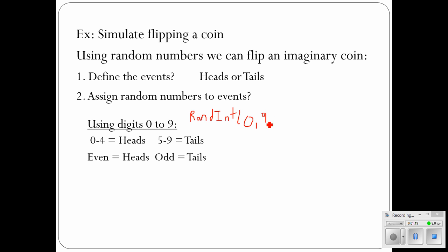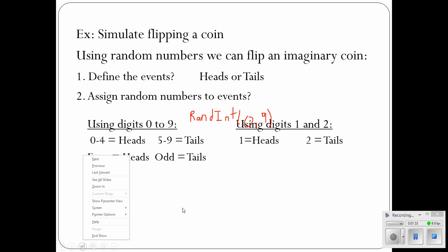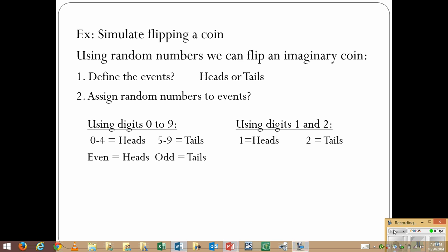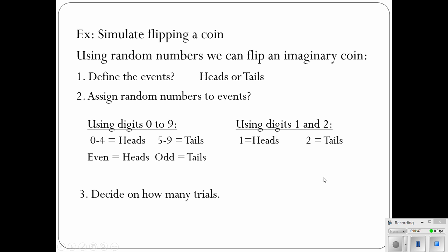Now, another option, so we don't have to do too much thinking, we could also just use the digits 1 and 2, where 1 is heads and 2 is tails. So instead of 0 and 9, now we could just use 1 and 2. We just generate a random integer 1 comma 2, and that's basically like flipping a coin back and forth. Then we just want to figure out how many trials we want to do. So maybe we think, all right, let's do 3 trials.